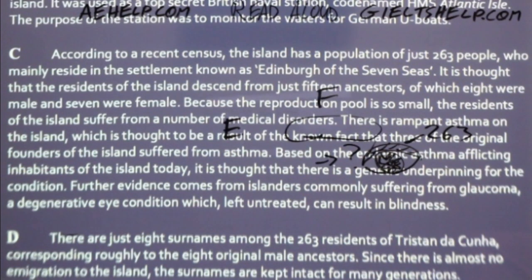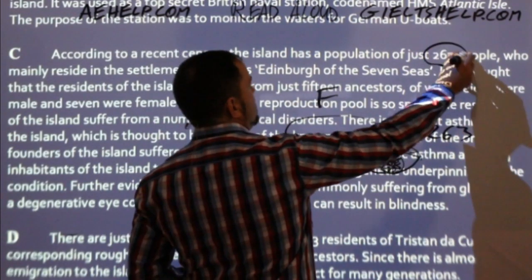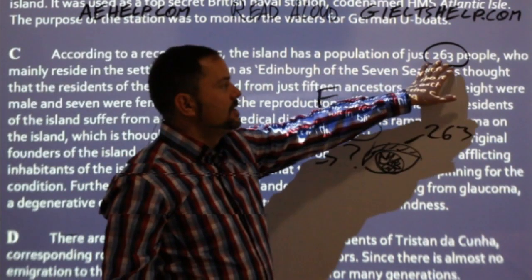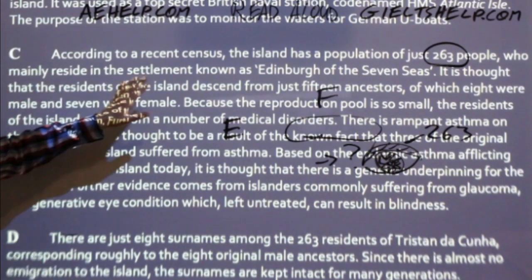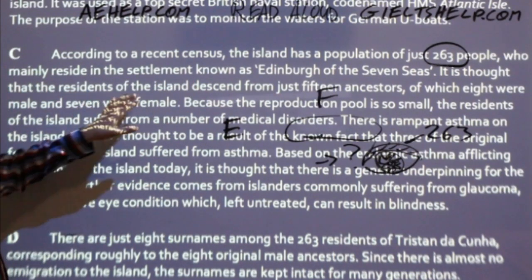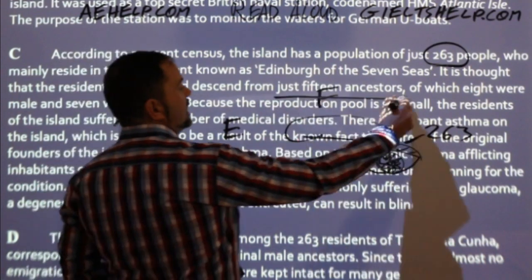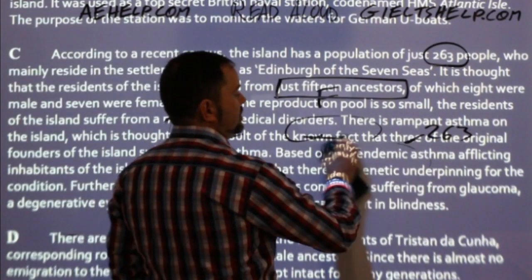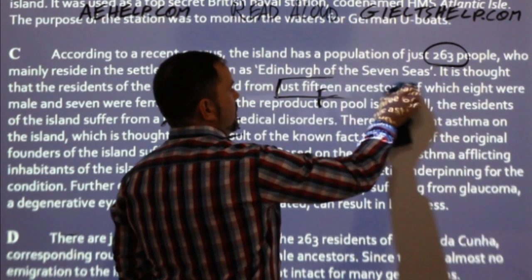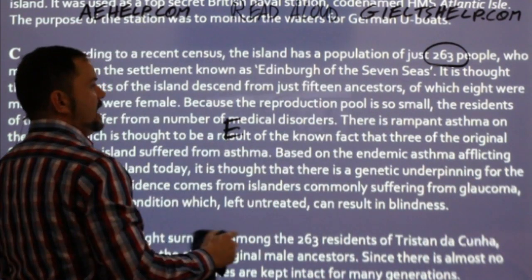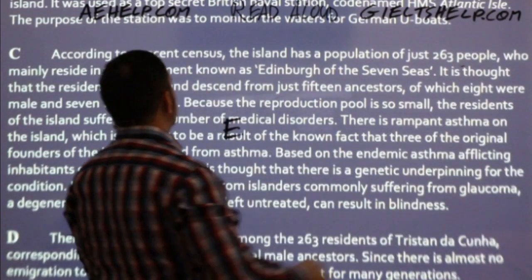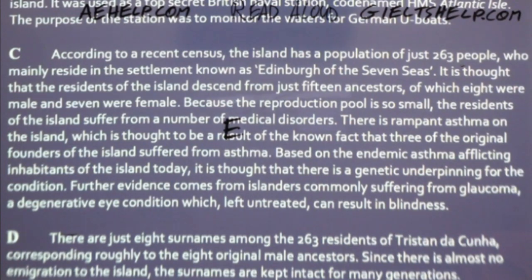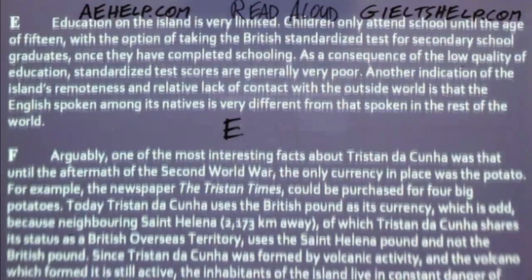Oh, sorry, careful. It appears another time. This is when you have to be really careful. So according to a recent census, the island has a population of 263 people who mainly reside. It is thought that the residents of the island come from just 15 ancestors. So you have to do a little bit more thinking. Careful with the 263. But anyway, not bad. So F, E, C. The reason I was a little bit skeptical about D is because it's too short. Okay, the paragraph is too short.